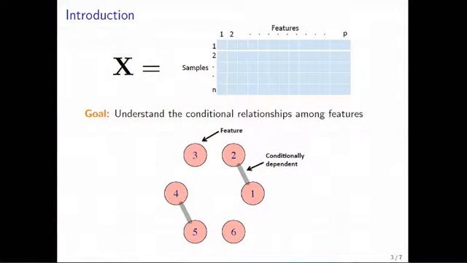Suppose that we have a data matrix X with n samples and p features. The goal is to understand the conditional relationships among the features. One way to do this is to construct a conditional independence graph. In a conditional independence graph, each node corresponds to a feature, and an edge between a pair of nodes indicates that the pair of nodes are conditionally dependent, given all of the other variables.